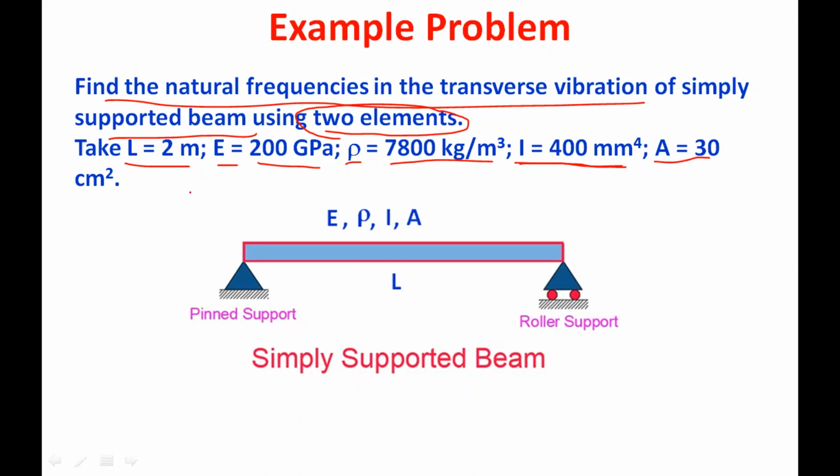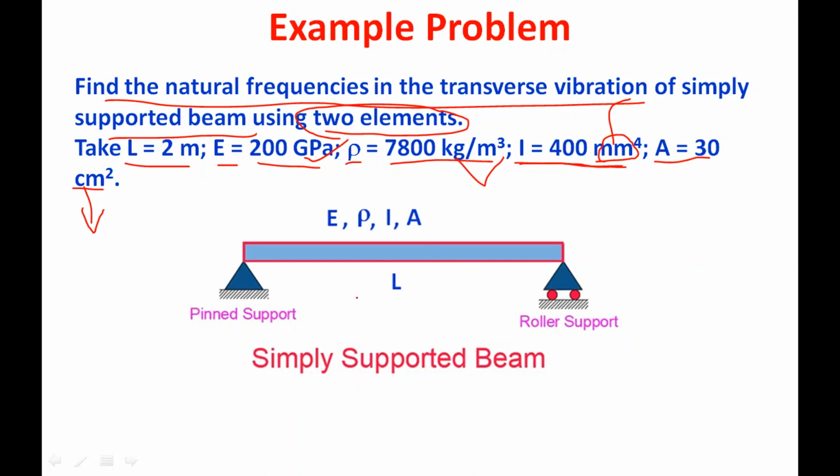Here each parameter has different units. Newton per meter square, kg per meter cube. Moment of inertia we have in mm power 4. We have to properly convert this mm power 4 into meter power 4. Similarly, area is given in centimeter square. This will be converted to meter square. That we have to do carefully when you solve the problem.